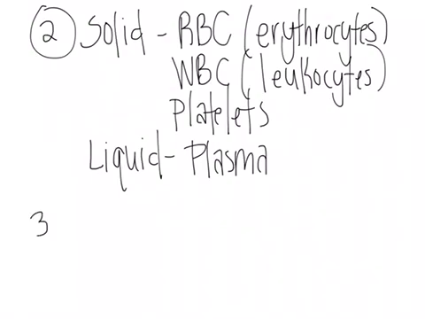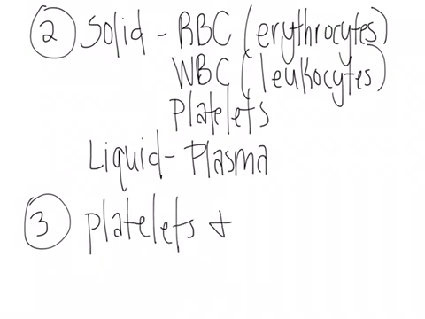Question 3 says the Buffy coat consists of blank and blank. Remember, that is your platelets and white blood cells. That was a very small bit of blood. It was that little white strip that we colored.